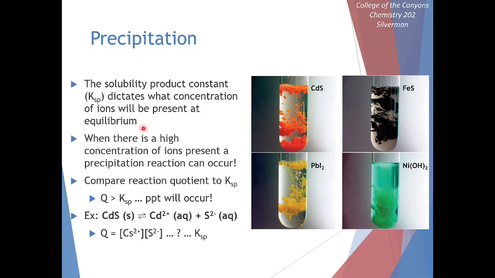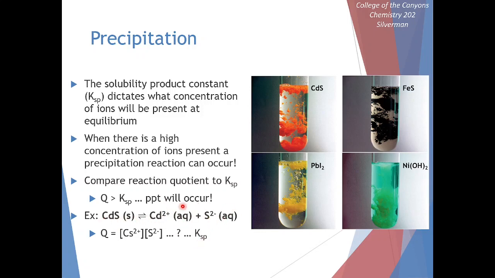If we have a concentration of ions in our test tube that exceeds our KSP value, that means our ions will not be at equilibrium and will form that precipitate. We can look at this as an example. If you had cadmium sulfide dissolving into cadmiums and sulfides, this process is described as KSP, this dissolving reaction.